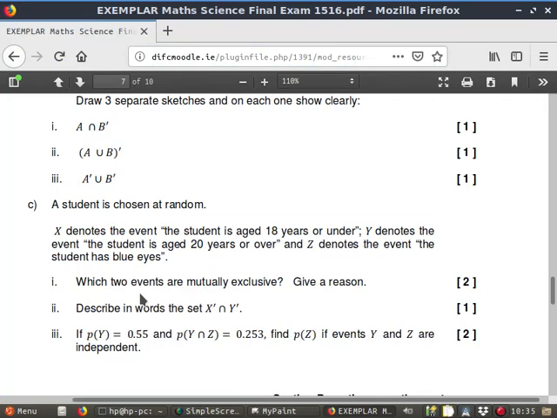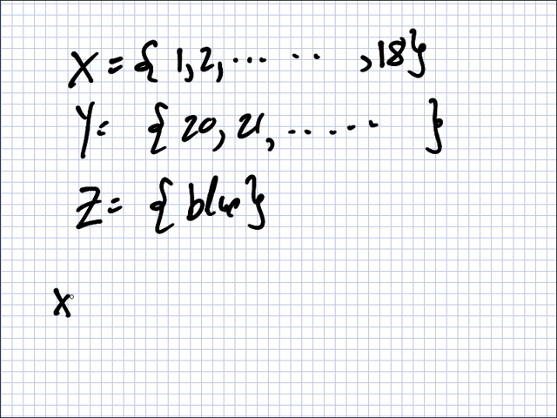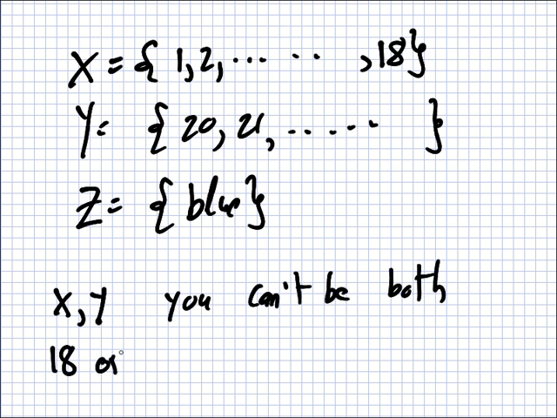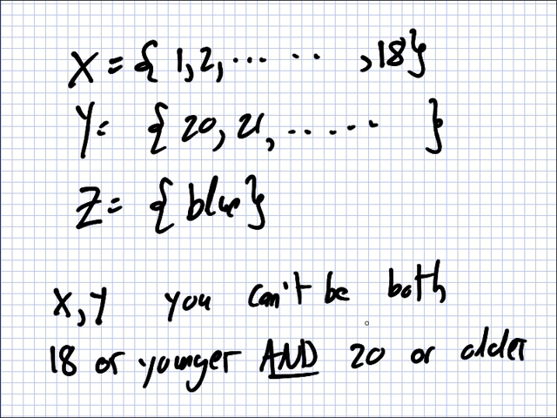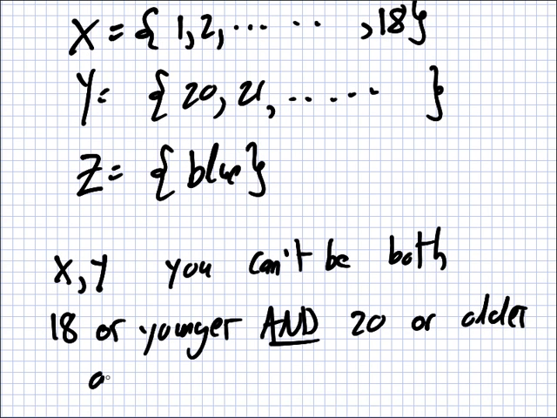Okay. Which two events are mutually exclusive? The answer is X and Y. The reason being you can't be both 18 or younger and 20 or older at the same time. Yeah? Now, I need something like this for the mark. What did you say, Mo?